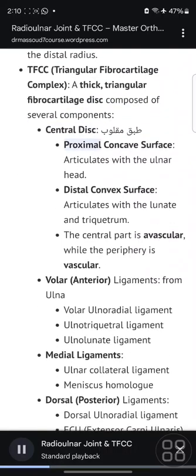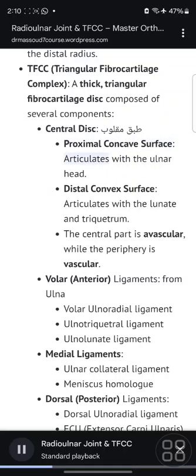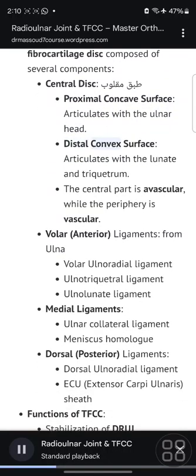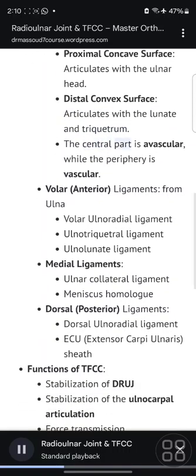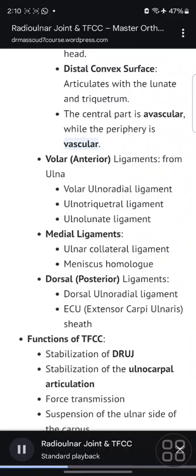Central disc. Proximal concave surface. Articulates with the ulnar head. Distal convex surface. Articulates with the lunate and triquetrum. The central part is avascular, while the periphery is vascular.